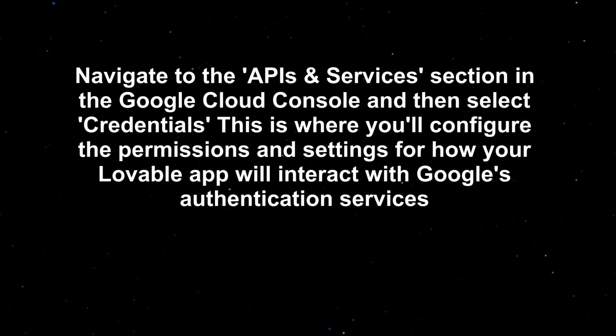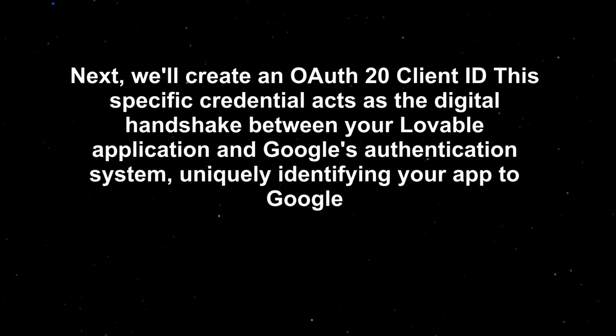Navigate to the APIs and Services section in the Google Cloud Console, and then select Credentials. This is where you'll configure the permissions and settings for how your Lovable app will interact with Google's authentication services. Next, we'll create an OAuth 2.0 client ID. This specific credential acts as the digital handshake between your Lovable application and Google's authentication system, uniquely identifying your app to Google.